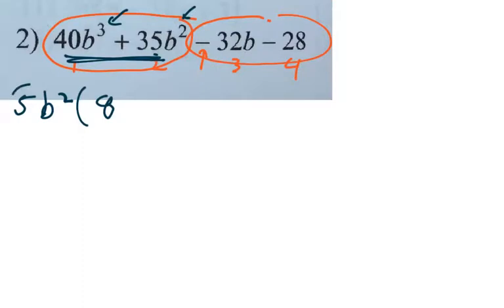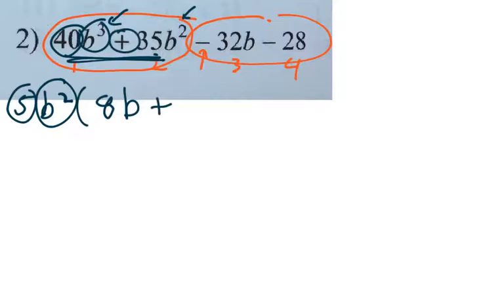8 times this 5 is 40. b times b squared is b cubed. There's a plus. Keep track of your signs. 7 times 5b squared is 35b squared. It's done. Now let's go to our second group.